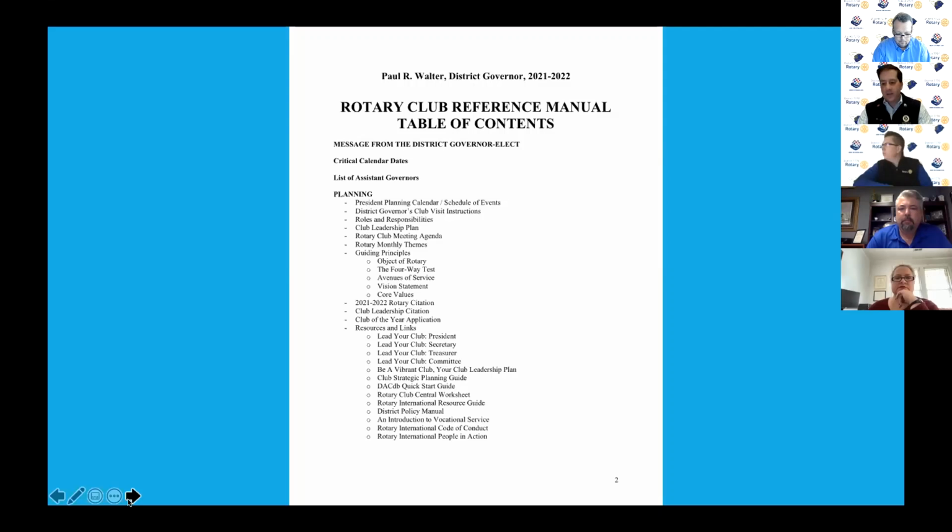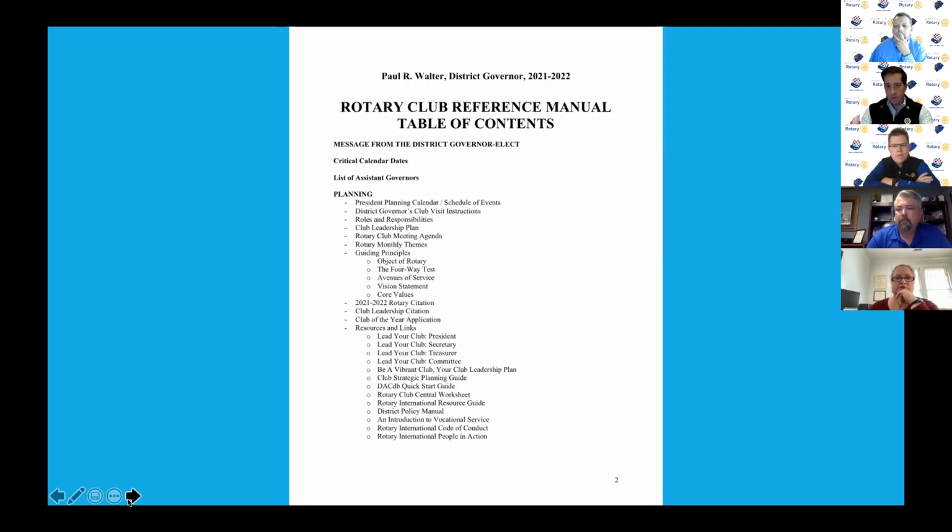The manual, again, was emailed to you. If you didn't get it, it can be found in DACDB under my name, under 2122 DG Paul Walter, 2021 PETS, Resources and Reference. So the manual will be there for whenever you want to look through it and have an opportunity. It's a helpful tool to answer questions you may have.